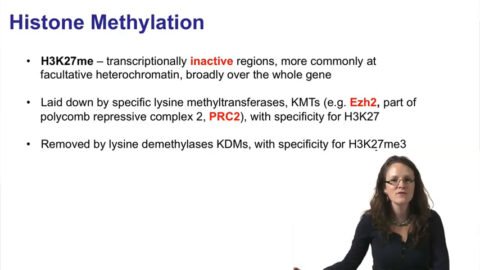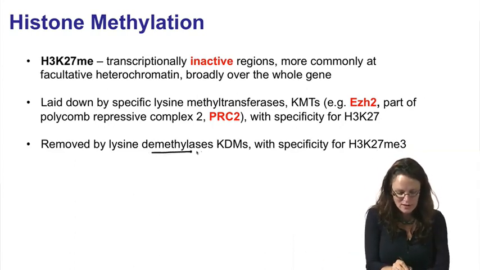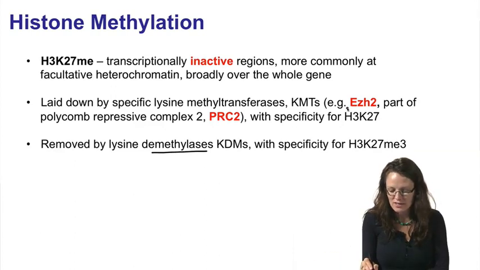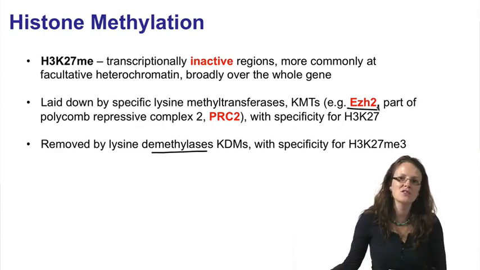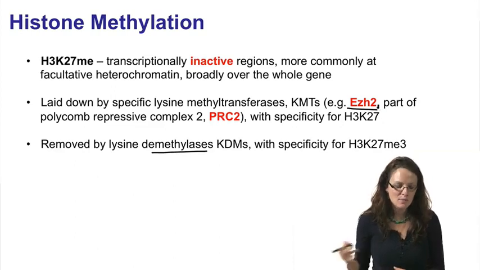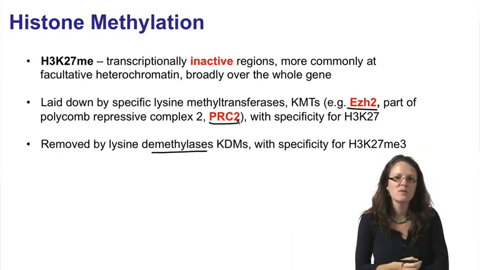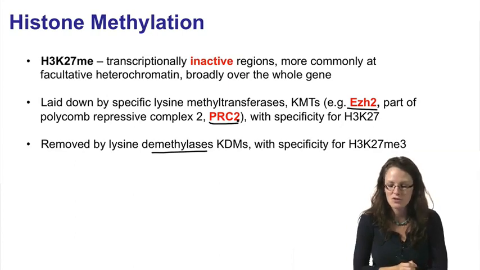H3K27, as I said, has a different class of these lysine methyltransferases, and similarly the lysine demethylases that are specific for its own H3K27 mark. The one that we're going to talk about in other examples is the methyltransferase known as EZH2. EZH2 doesn't exist alone, but has several other molecules, at least 2 other molecules, that make up the polycomb repressive complex 2, or PRC2. This is one of the best studied epigenetic complexes at the moment in mammals, and also in Drosophila and other organisms.